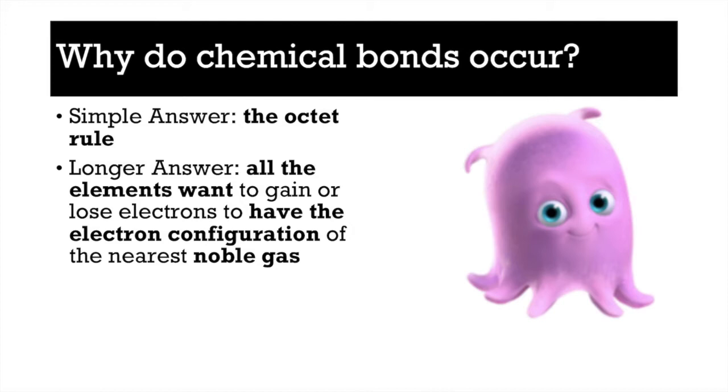So again, why do chemical bonds occur? The simple answer is the octet rule. And if we're going to elaborate on that, remember every element wants a full valence shell. Just like the noble gases, they don't bond with anything because their valence shell is full. For all of them except for helium, they have 8 valence electrons. So all the other elements want to be like the mighty noble gases. The metals will lose their valence electrons to get that full shell, and the nonmetals will gain those electrons to get their full shell.